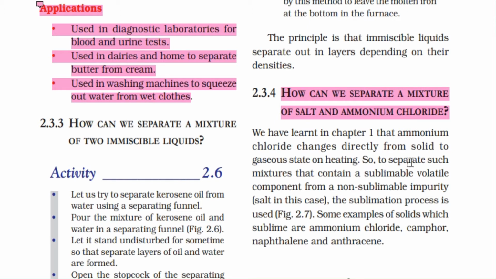So to separate such mixtures that contain a sublimable volatile component from a non-sublimable impurity, the salt in this case, where ammonium chloride is the sublimable component, the sublimation process is used. So what is the sublimation process?